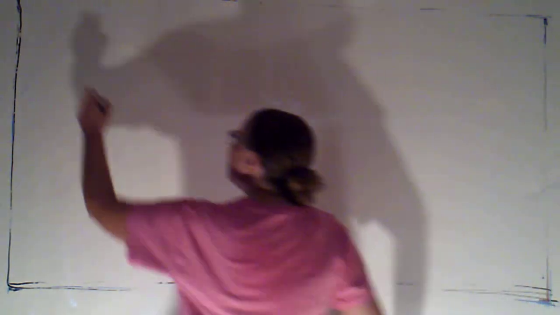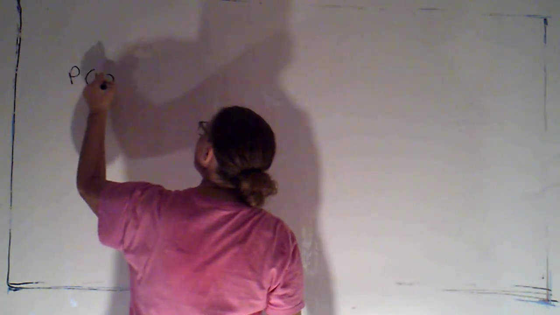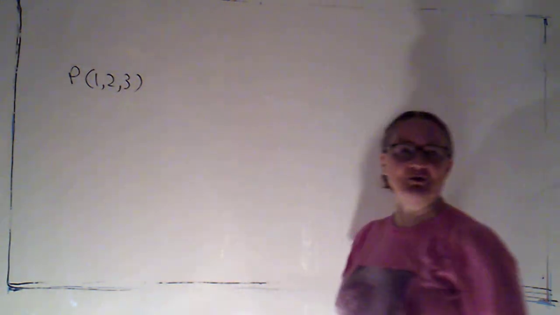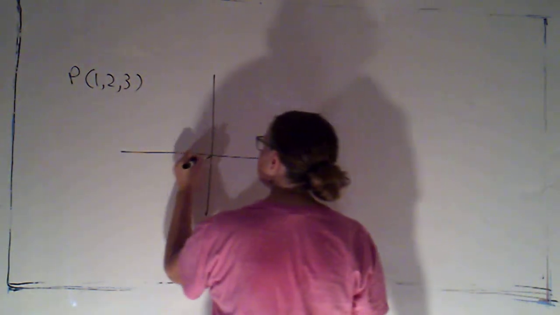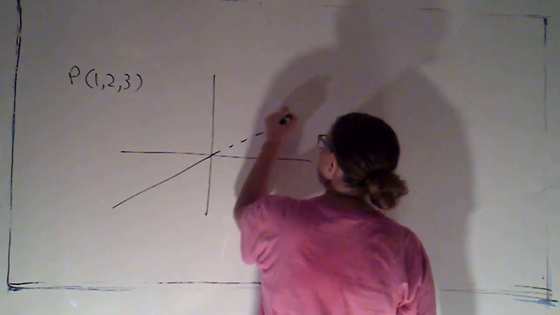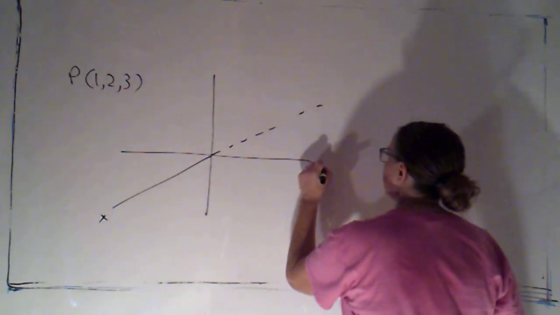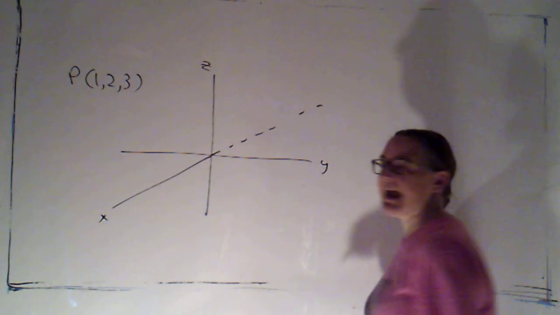Okay, as promised in the last video, we're going to actually learn how to plot points. Okay, so I want to plot the point whose coordinates are 1, 2, 3. So I'm going to start by drawing in my axes. So there's the x, the y, and the z axis.